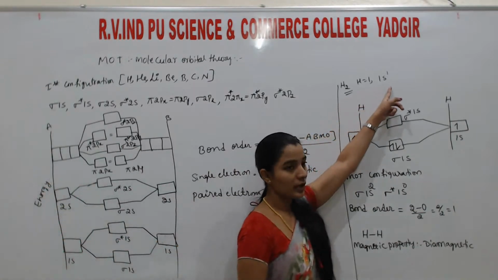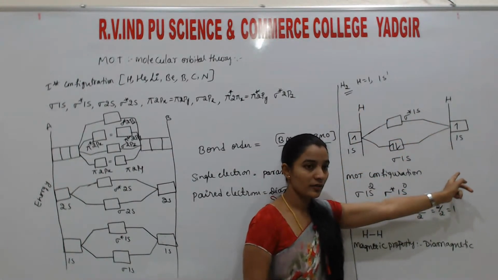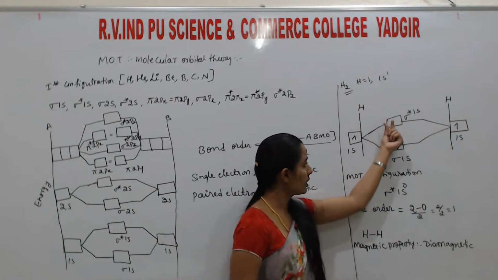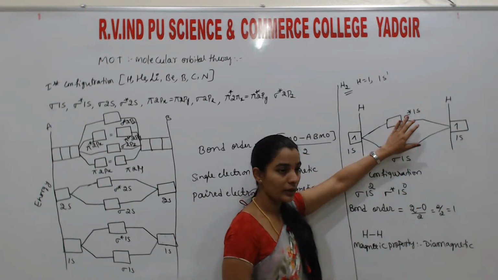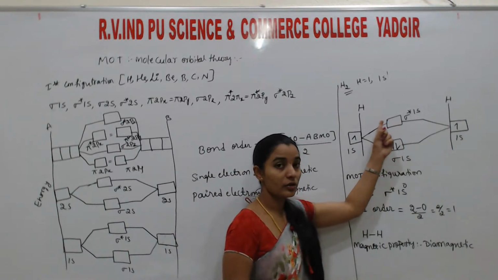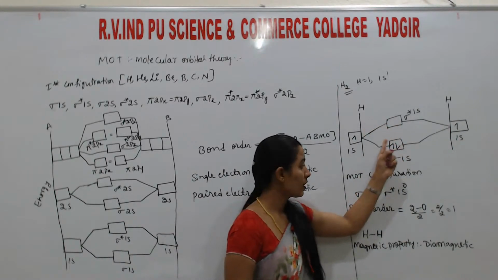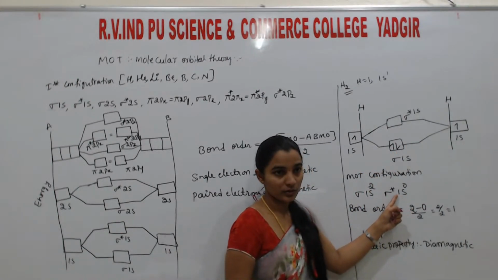Initially, we write the configuration of the molecule. We combine the atomic orbitals, then we get molecular orbitals. Then filling up of electrons takes place. This is the molecular orbital diagram. Once we know that, then we need to write the configuration.